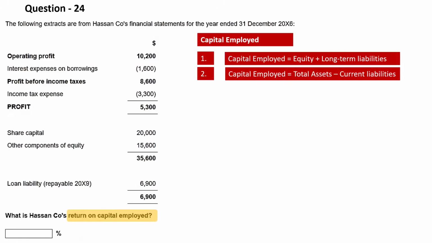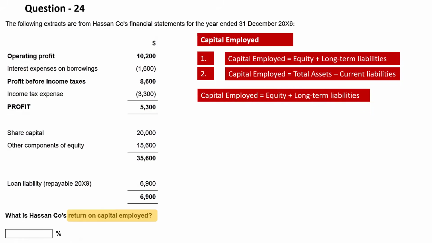In the case of Hassan and Co., we don't have any information on any of the components of the second formula. Neither do we get to see the total assets, nor do we have the amount of current liabilities. So we will be using the first formula to calculate the amount of capital employed, as the information about equity and long-term liabilities is available in the question. The formula is capital employed is equal to equity plus long-term liabilities.